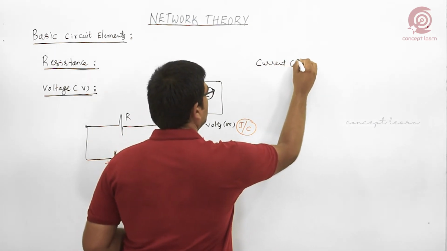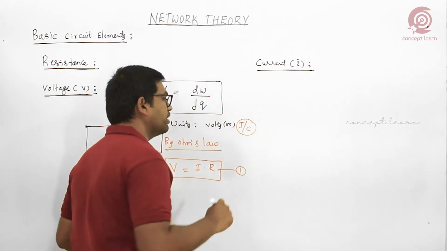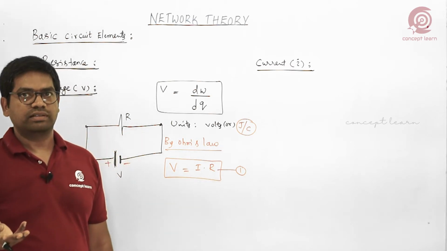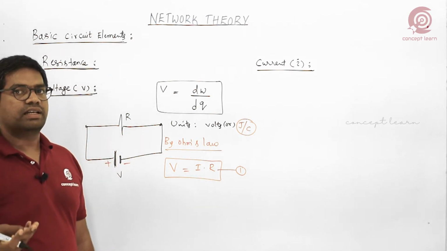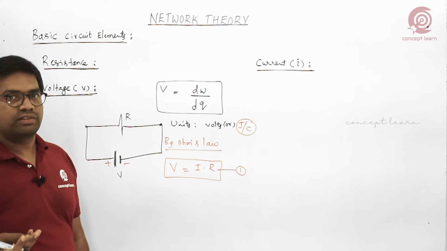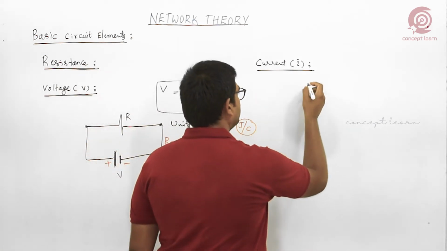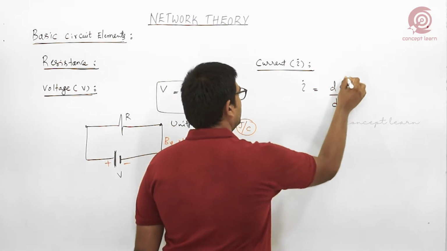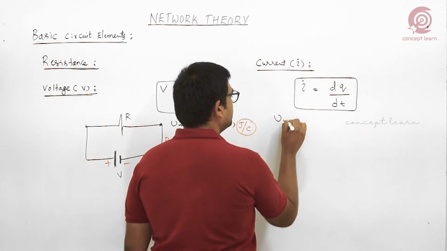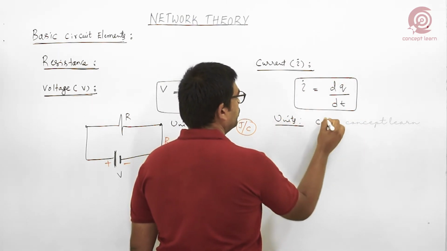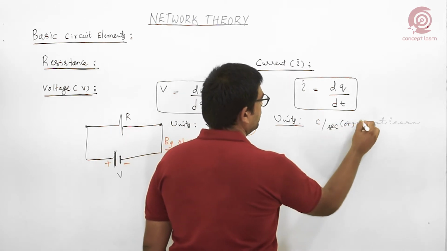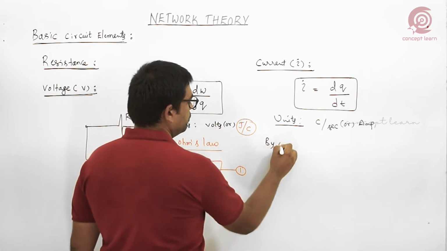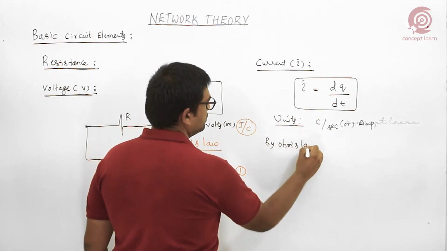Current we indicate with I, intensity of electricity. We already stated what current is: it is the rate of flow of charge or electrons. The mathematical relation is I is equal to dq by dt. The units are coulombs per second, or the basic unit, amperes. By using Ohm's law, the current relation is I is equal to V by R.